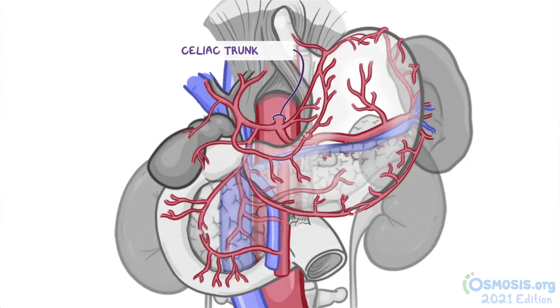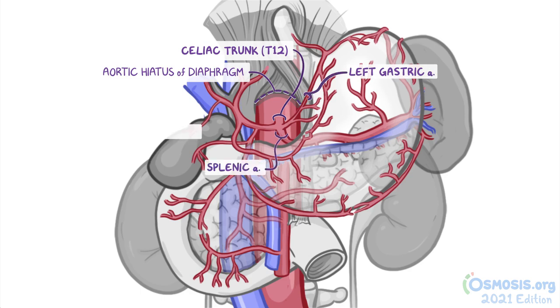The celiac trunk arises from the anterior wall of the abdominal aorta at the level of the 12th thoracic vertebra and the aortic hiatus of the diaphragm. It has a short course, going anteriorly and inferiorly for less than 2 centimeters before branching into 3 arteries, the left gastric, splenic, and common hepatic arteries.